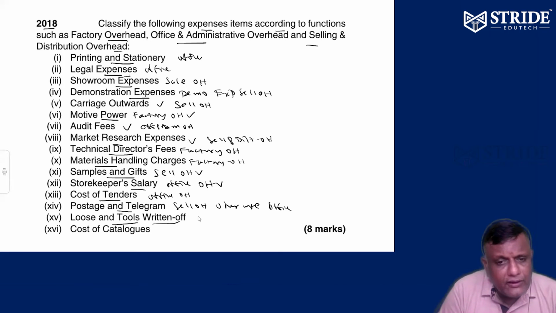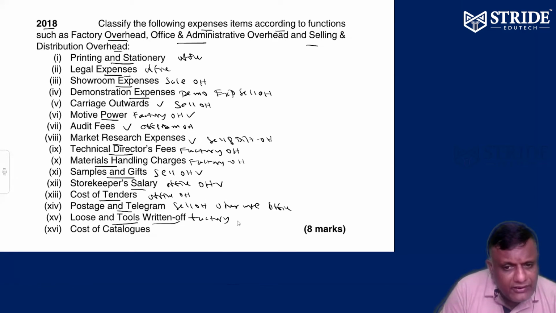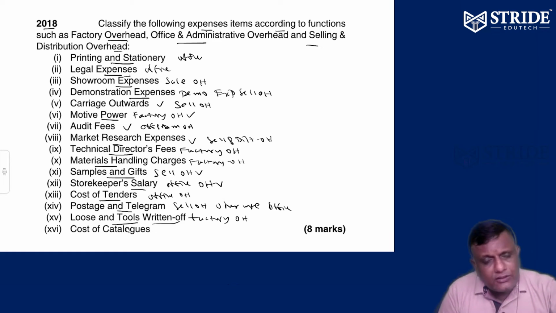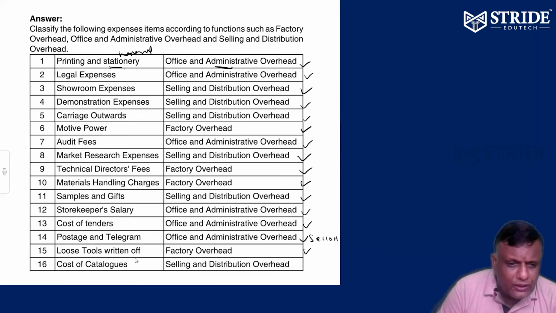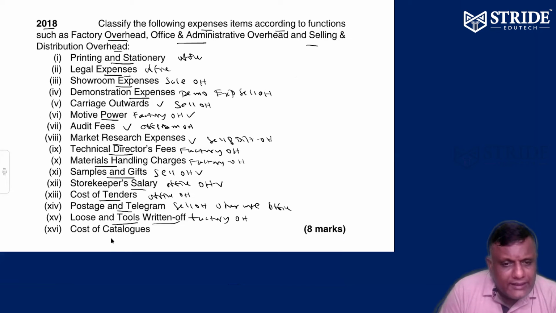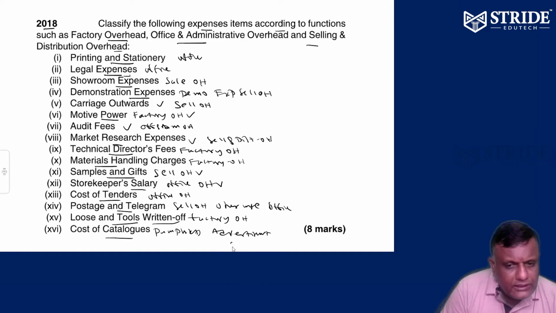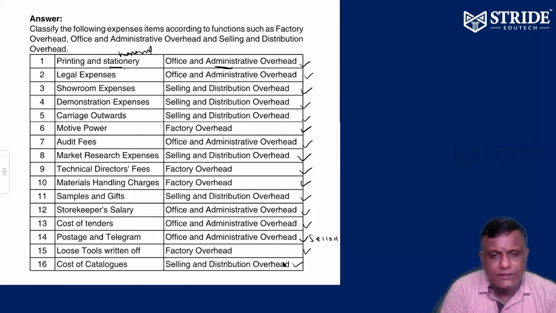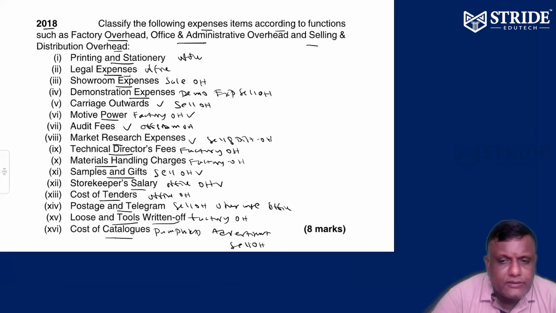Right. Next, loose tools damaged and written off, only in the factory. Loose tools are always in the factory only. So factory overheads. Spanner, hammer, broken pieces, factory related. Always factory related overheads. Catalogs, pamphlets, advertisements, they are all part of advertisement. So they are selling related overheads. Cost of catalog, selling related overheads. That's it. So it's going to be 8 marks, 16 items at half mark each. That was the 2018 paper.